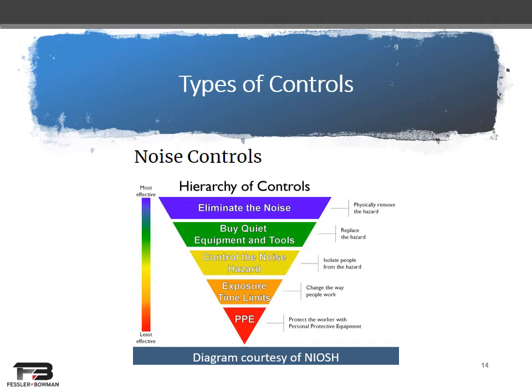OSHA requires that we implement feasible engineering and work practice controls prior to putting employees in personal protective equipment. PPE is considered to be the least effective method of dealing with the hazard because it relies the heaviest on employees using the equipment consistently and correctly. Generally speaking, as we move from the top of the hierarchy to the bottom, the less effective the measures will be at consistently controlling the hazards. In most cases, employers must use a combination of the controls to mitigate the hazard caused by exposure to noise.